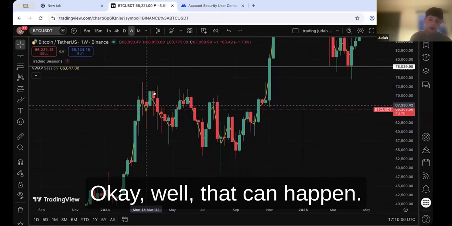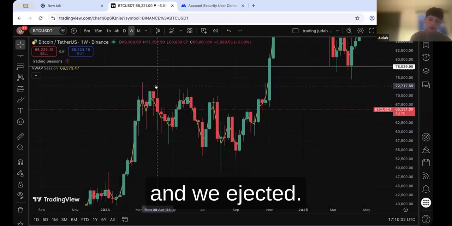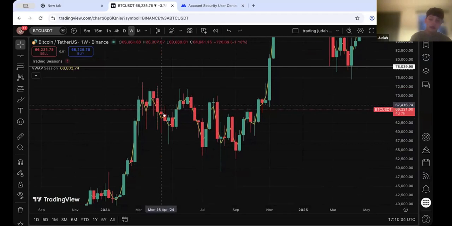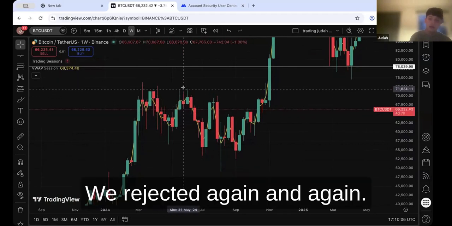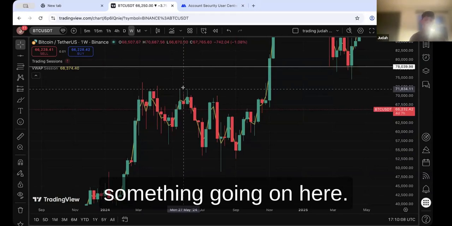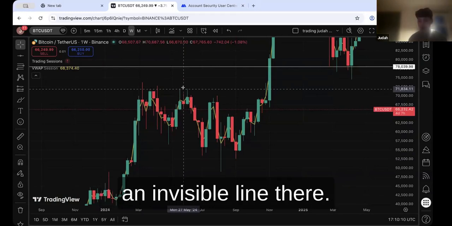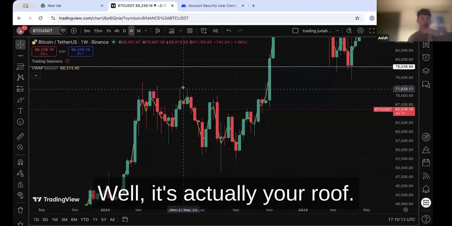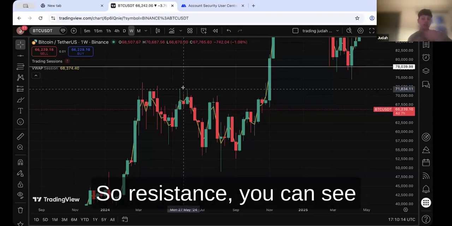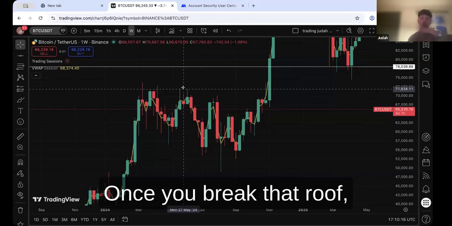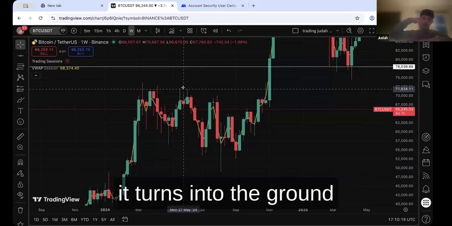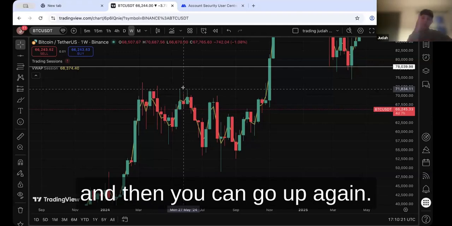Okay, well, that can happen, but we came up again and we rejected again. We rejected again and again. So clearly there's something going on here. It seems like there's an invisible line there. Well, it's actually a roof. You can see a resistance as a roof. Once you break that roof, it turns into the ground, and then you can go up again.